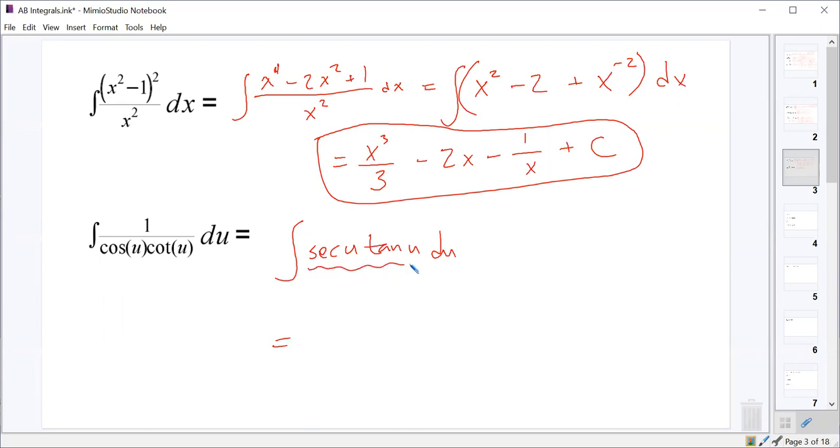Don't you recognize secant tangent as the derivative of something? Derivative of secant? Yeah, it's the derivative of secant. So the integral of it ought to just be secant. And that is one of the integrals that's on your sheet. And the integral of secant times tangent is just secant. So another one you want to make sure you have memorized. Good or no?